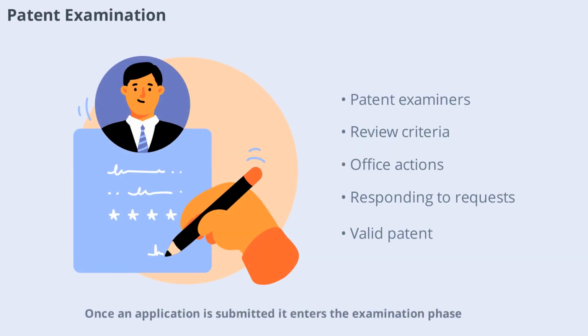Once an application is submitted, it enters the examination phase. Patent examiners review the invention's novelty, non-obviousness, and utility. They may request clarifications or amendments. The examination ensures that only deserving inventions receive patent protection. In this scene, we'll explain the role of patent examiners, the challenges applicants may face, and how to respond to office actions. Navigating this stage is crucial for obtaining a valid patent.